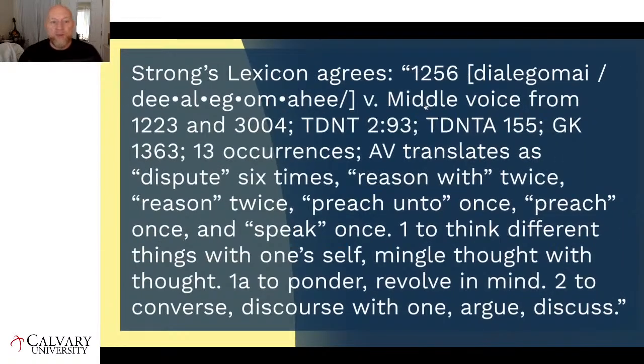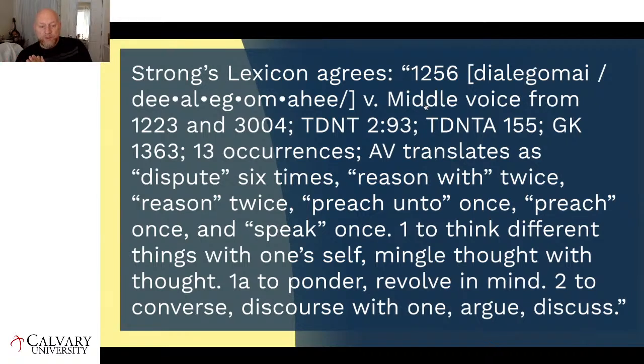And Strong's agrees. 1256, which is dialegomai, middle voice. The AV translates it as dispute 6 times, reason with twice, reason twice, preach unto once, preach once, and speak once. Number one definition: to think different things with one's self, mingle thought with thought. 1A definition: to ponder, revolve in mind.